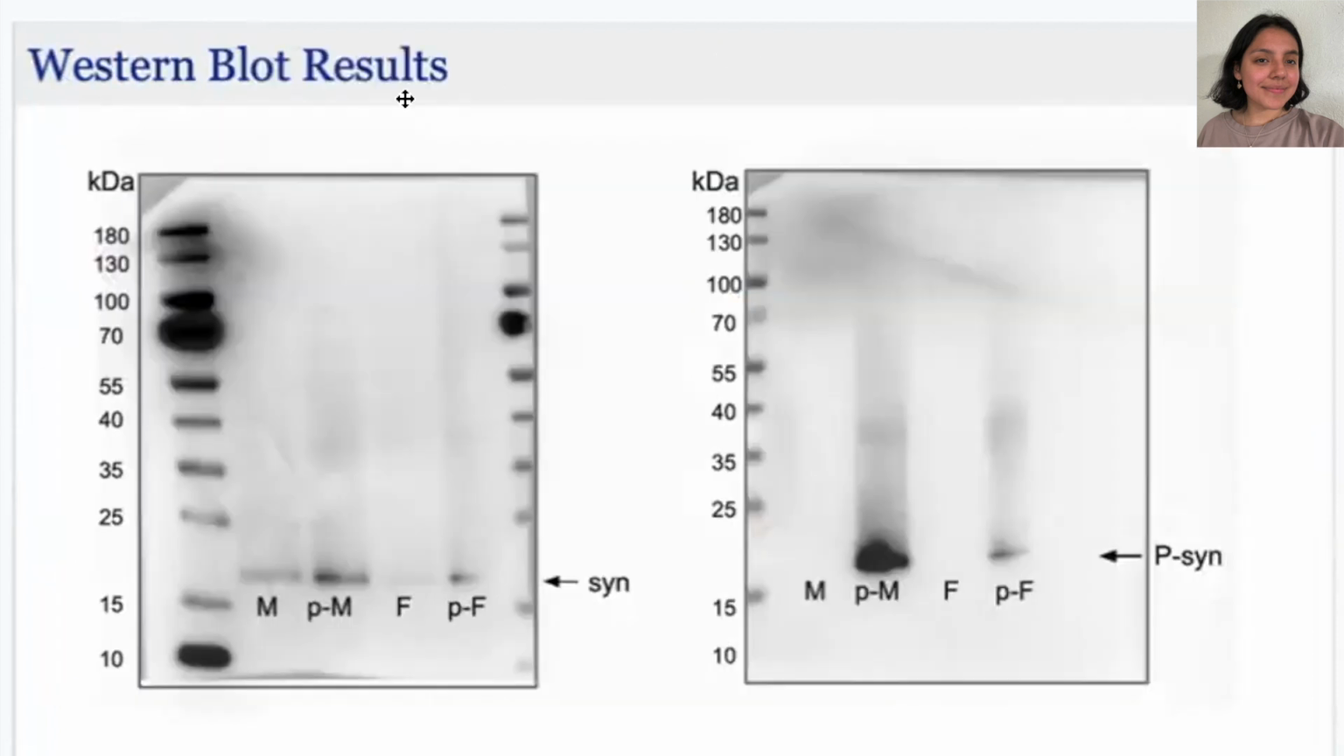Here are the Western blot results, which we just did to make sure that the proteins were present in our 4 samples. So we did monomer, phosphorylated monomer, fibril, and phosphorylated fibril. On the left, you can see that we just tested for synuclein, so all 4 samples had synuclein. And on the right, we tested for phosphorylated synuclein, and it makes sense that it's only in the phosphorylated fibril and the phosphorylated monomer.